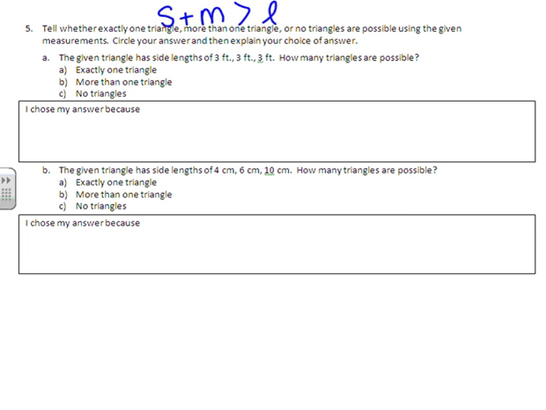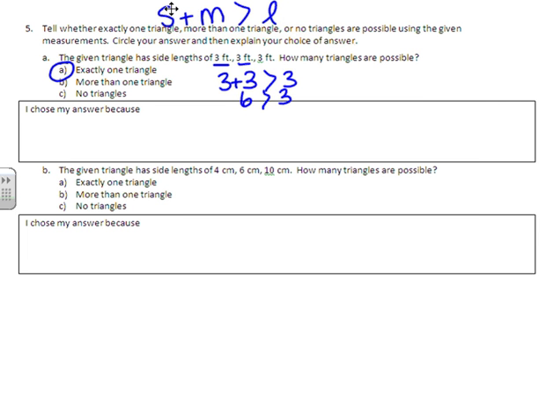In part A, all three are the same, so I'm just going to pick the first two. 3 plus 3 is bigger than 3, since 6 is bigger than 3. So that means that there is a triangle, and it's going to be exactly one triangle. Really this is the work that you're going to explain.